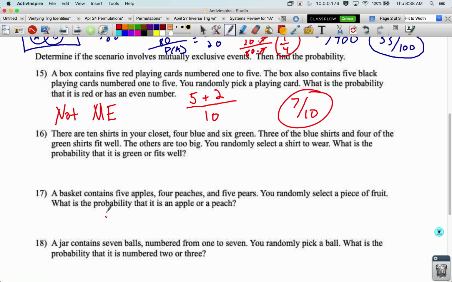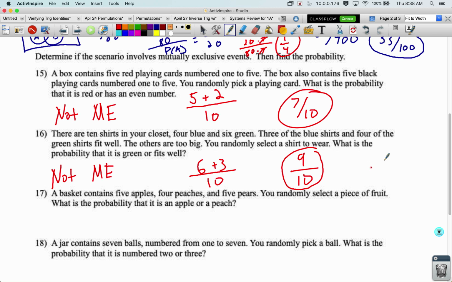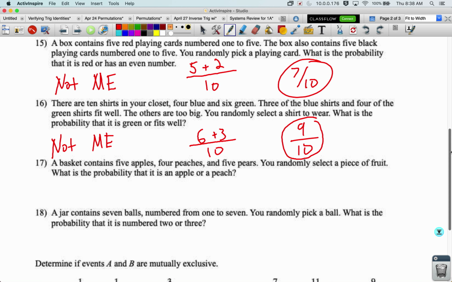All right, there are 10 shirts in your closet, 4 blue, 6 green. 3 of the blue shirts and 4 of the green shirts fit well. The other shirts you bag. You randomly select a shirt to wear. What's the probability that it's green or fits well? So are there green shirts that fit well? 4 of the green shirts fit well, so this is not mutually exclusive. So let's see, there are 10 shirts in there. 6 of them are green. Now we just have to add in the blue ones that fit well. So 3 blue fit well. So you've got a 9 out of 10 chance that you're either going to get a green or a fits well. There's only 1 blue that doesn't fit well and would not satisfy that requirement.